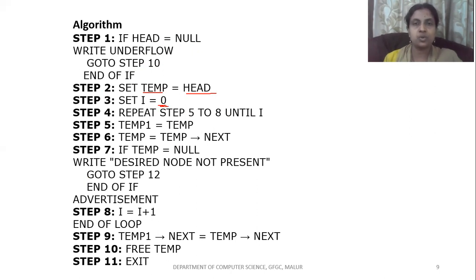You need to set the position you have to go to. Until you reach that particular position, you need to repeat 5 to 8. So the first head node address will be in the temp. Next, using temp, you take the header address, which means you can come to the first node, and check whether temp is null. If the first node is null, you can finish it off: desired node not present, and complete it.